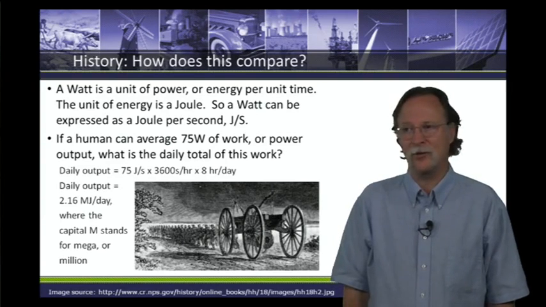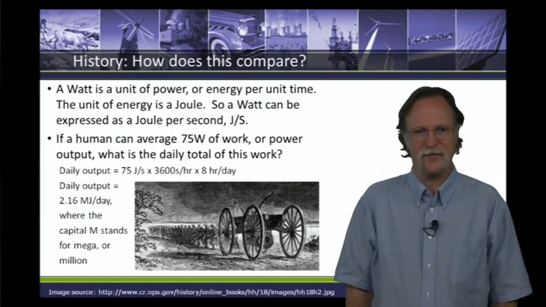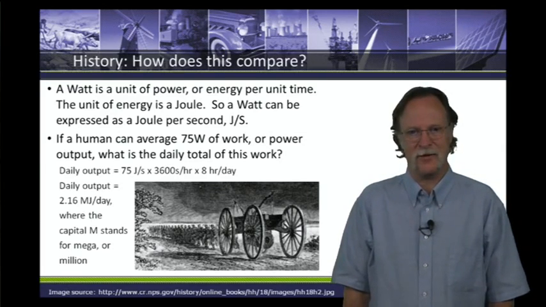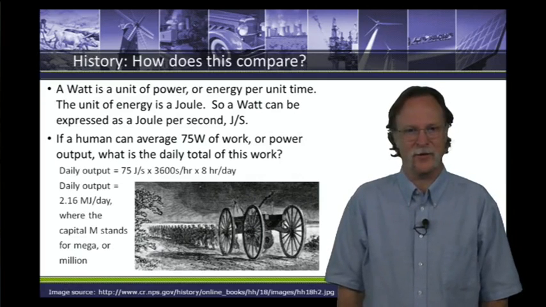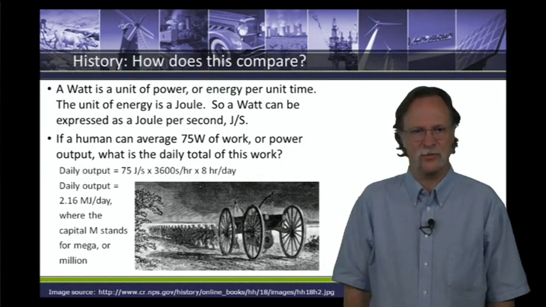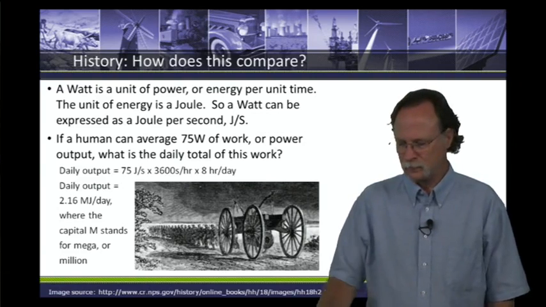So what's the daily total of this work? Daily output, as a simple equation, is 75 watts, or joules per second, times how many seconds in an hour? That's 3,600 seconds in an hour, times 8 hours a day. A daily output of a human being is about 2.16 megajoules per day, where the capital M stands for mega, or million.